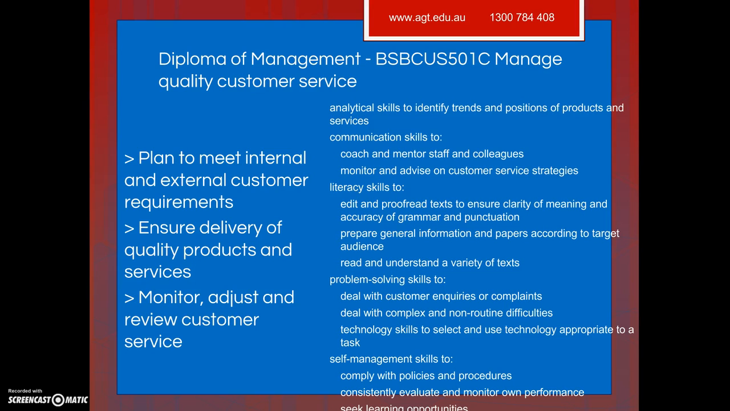So, looking at this slide, on the left-hand side we've got a number of elements that get covered within the unit called Manage Quality Customer Service. If you're a Diploma of Management student, this will be the first unit that you'll be assigned. So, things that you'll cover: you'll learn how to plan to meet internal and external customer requirements. You'll learn how to ensure delivery of quality products and services. And you'll learn how to monitor, adjust, and review customer service.